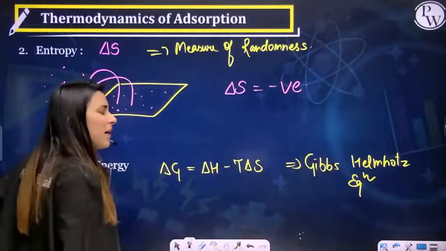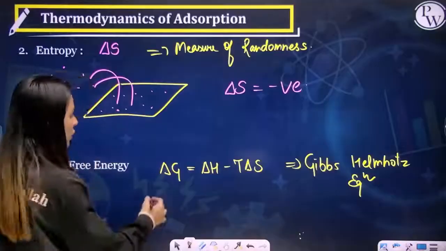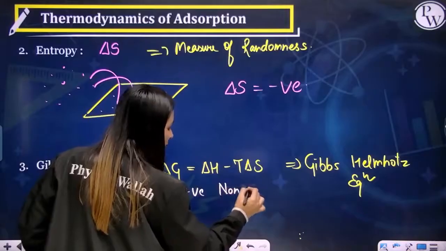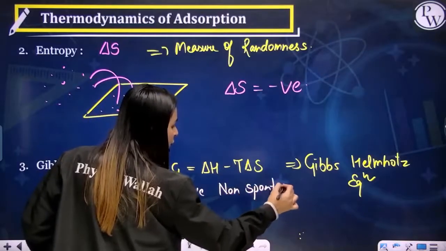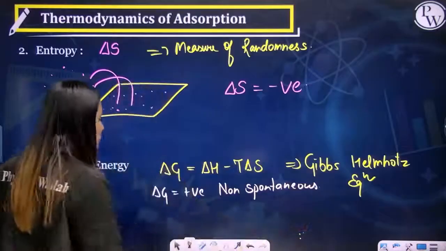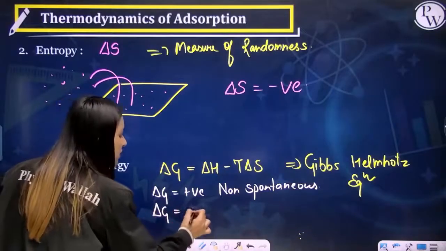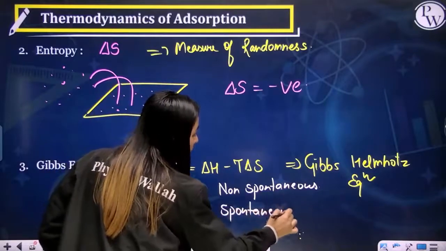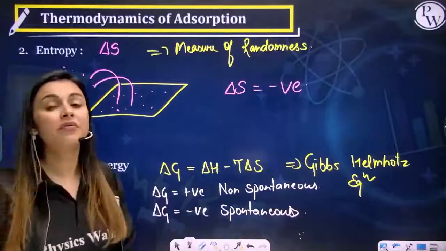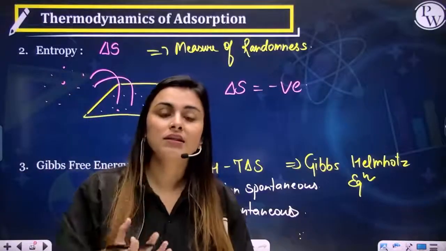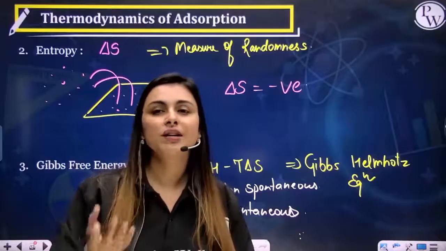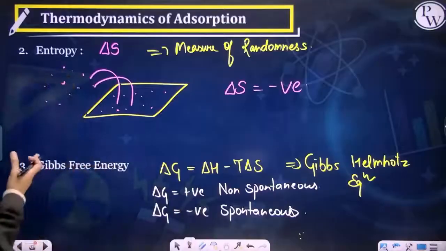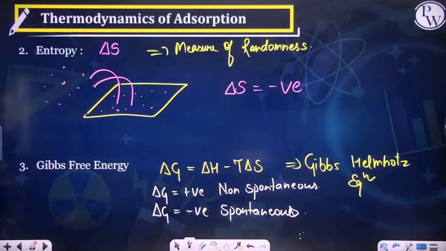Now, my dear students, you might have heard somewhere that if your Gibbs free energy change delta G is positive, your reaction is non-spontaneous. Whenever for a process delta G is positive, it is non-spontaneous, and whenever delta G is negative, it is spontaneous. Now we will find whether an adsorption process is spontaneous or non-spontaneous, and what the conditions are for a process to be spontaneous and non-spontaneous. Please write it down and then we'll move forward.